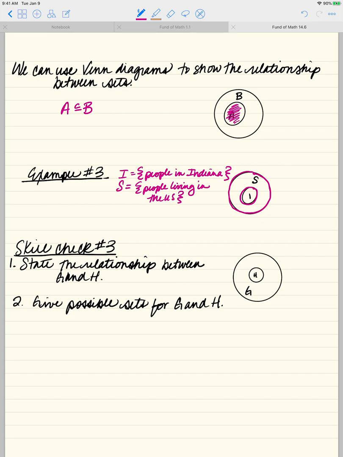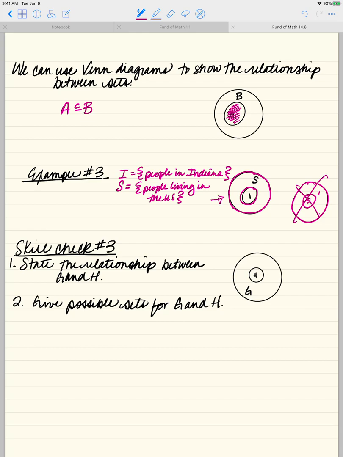Now, if I were to draw this with S as the smaller circle inside of the larger one, this would be incorrect because it would say that everyone that lives in the United States lives in Indiana. Does everyone that lives in the United States live in Indiana? No, we live in the United States and we live in Washington. The correct diagram for set I, people that live in Indiana, is a subset of set S, people living in the United States. This is the correct Venn diagram for that.